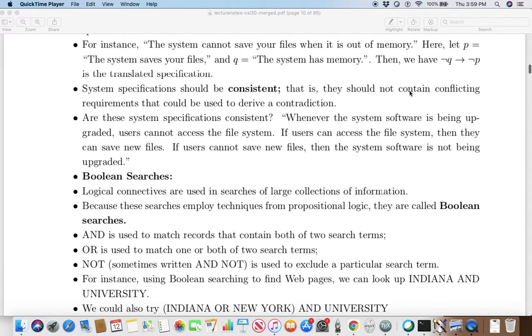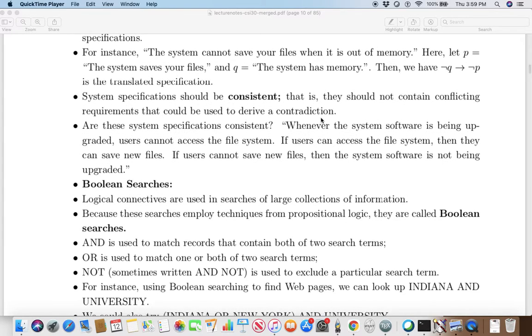System specifications should be consistent. That is, they should not contain conflicting requirements that could be used to derive a contradiction. Okay, so you don't want something contradictory. Are these system specifications consistent? For example here, whenever the system software is being upgraded, users cannot access the file system. If users can access the file system, then they can save new files. If users cannot save new files, then the system software is not being upgraded.